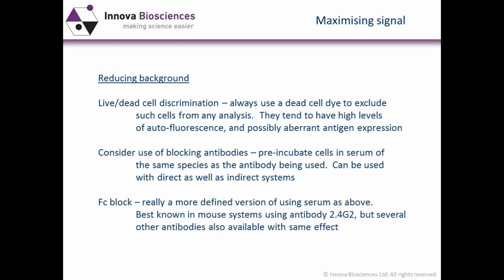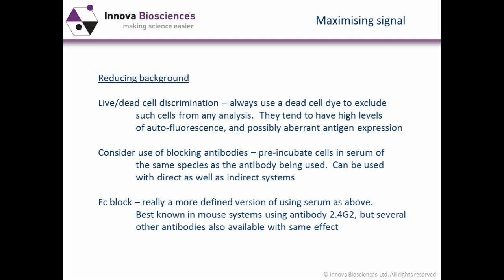You may want to consider the use of blocking antibodies. These work basically by pre-incubating your cells in the serum of the same species as the antibody that you're using. Probably particularly important in indirect systems, but you can use them with direct systems as well. A particular example of blocking antibodies is the well-known use of so-called Fc block in mouse systems. Fc block can really be considered as a more defined version of using serum, as I mentioned above.